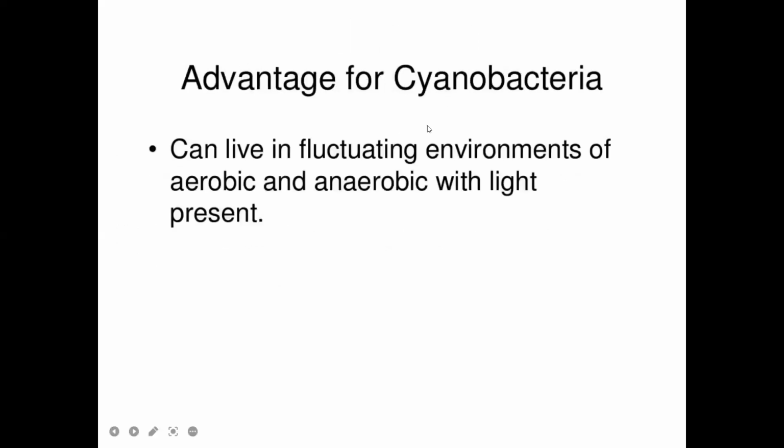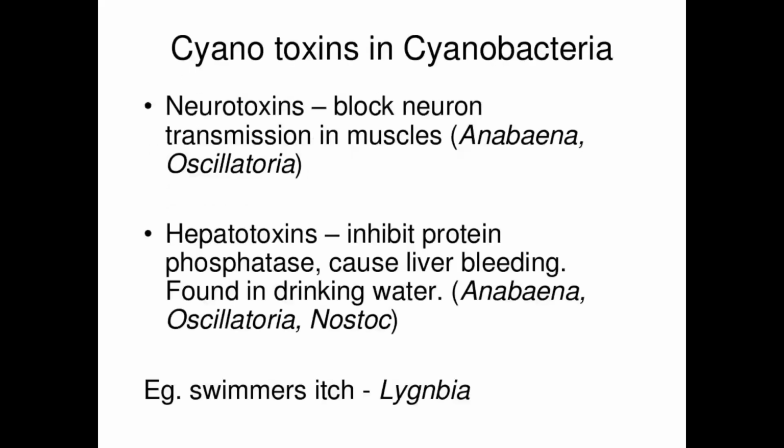The advantage for cyanobacteria is that it can live in fluctuating environments of aerobic and anaerobic conditions with light present. What is the difference between aerobic and anaerobic conditions? Aerobic means oxygen is present, anaerobic means oxygen is absent. But when the condition changes between these two, even then the cyanobacteria can survive.